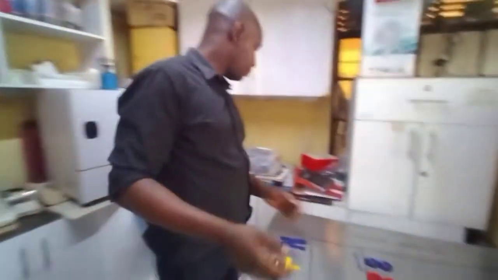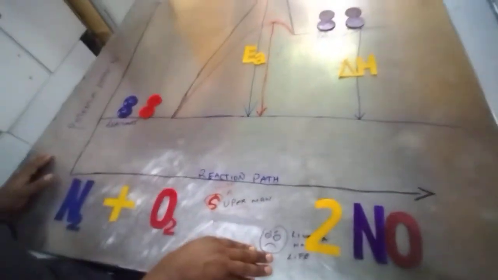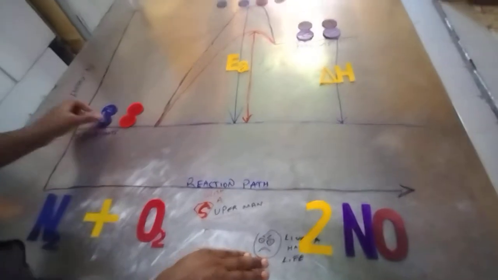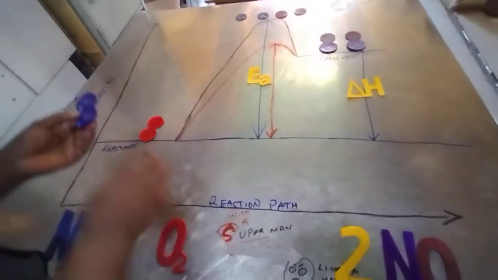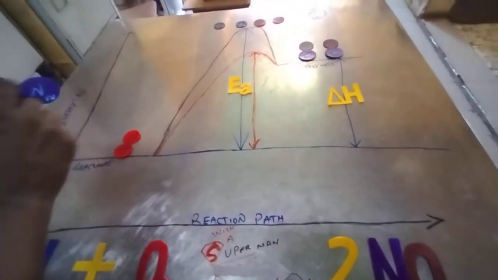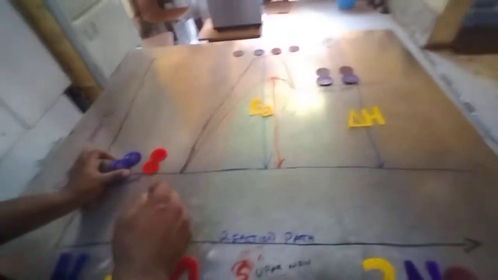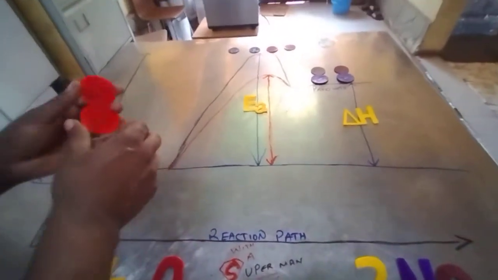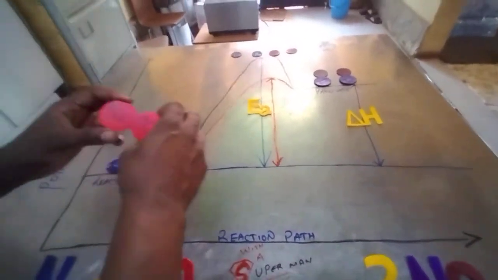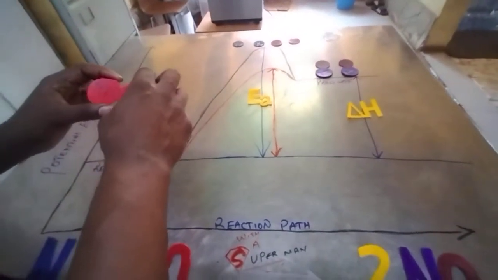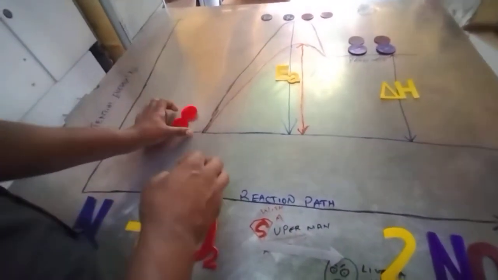For this reaction here, we have potential energy that is stored in these bonds. We have a covalent bond between nitrogen and nitrogen, and a covalent bond between oxygen and oxygen. In these bonds, we have energy that is stored.